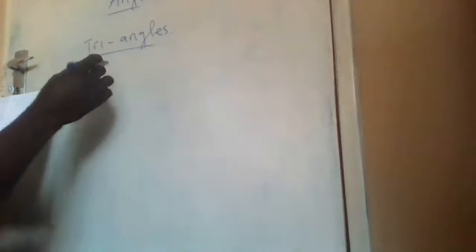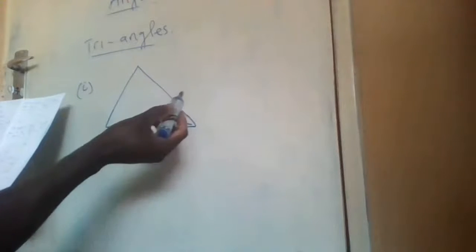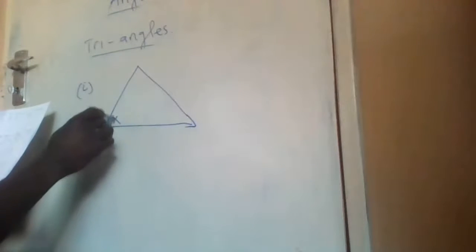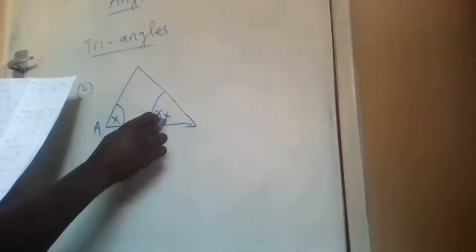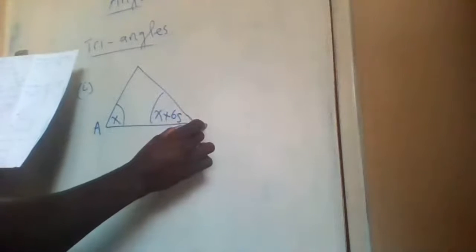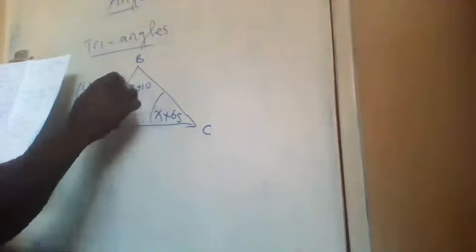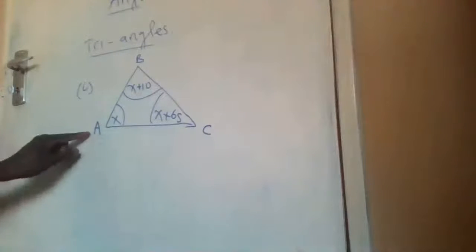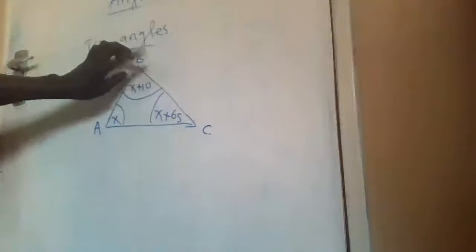Among the examples, we have a triangle which is drawn like that. I'm not interested in the type. We can put A here. The angle here is X. This angle here is X plus 65, and this is C. We also have B here, and the angle is X plus 10. Then they say find the value of X. At A, X, at C, X plus 65, and at B, X plus 10.